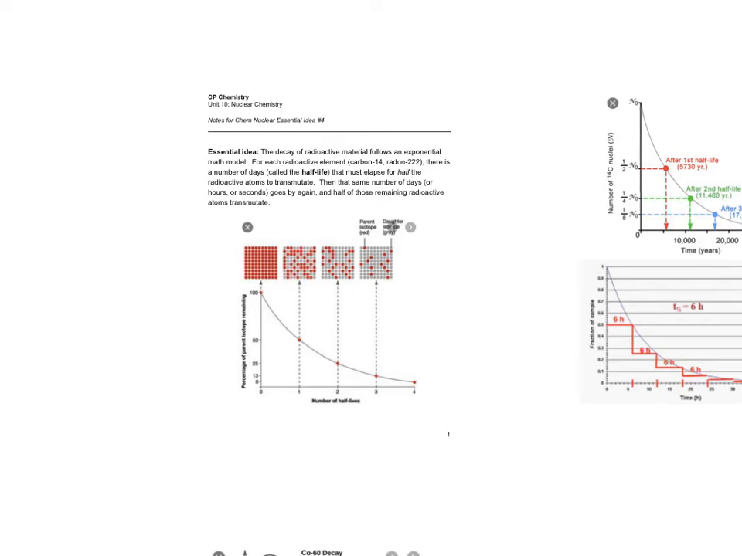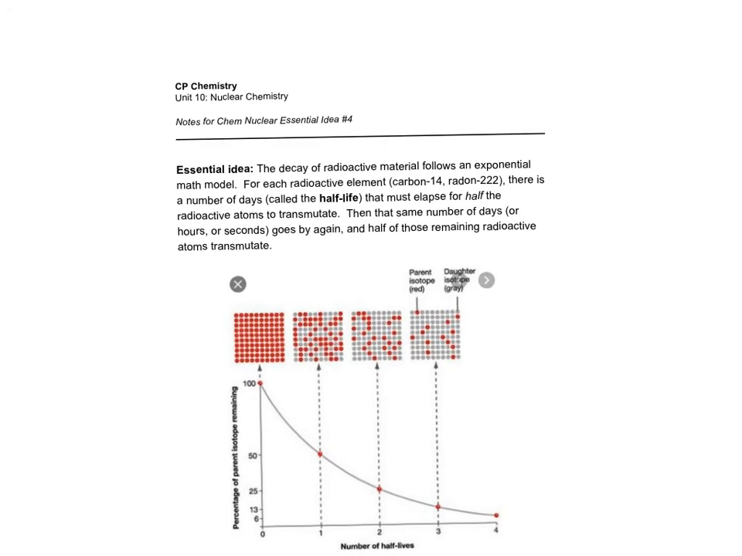Welcome to the video for essential idea number 4 in our nuclear chemistry unit. Essential idea number 4 deals with monitoring and observing a sample of a radioactive substance decay over time. Some decay very rapidly, some decay over even millions of years, but they all follow the same mathematical model, that of exponential decay. The term we're going to learn about here is half-life. Every radioactive substance is designated with a half-life, and so we're going to pursue that.